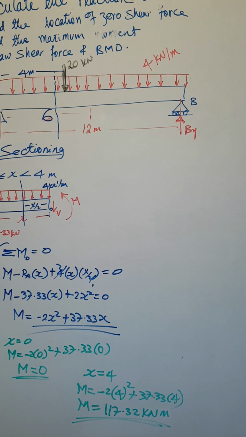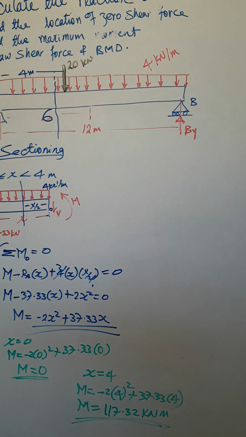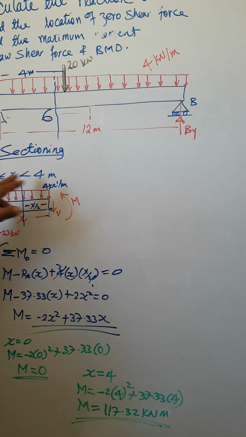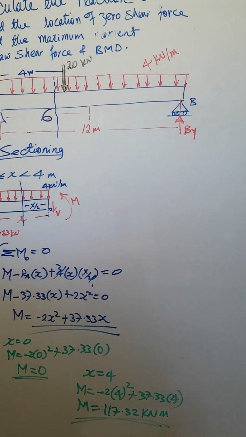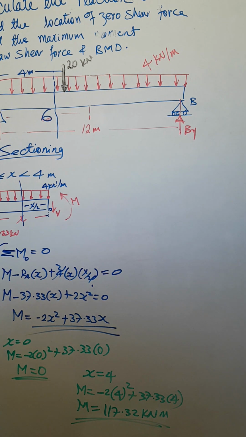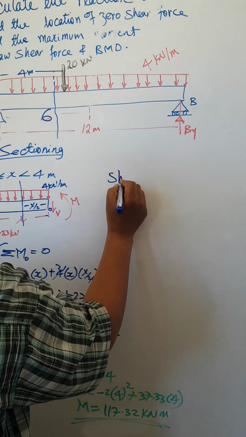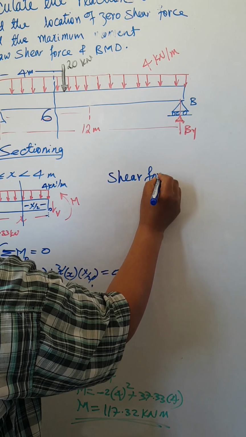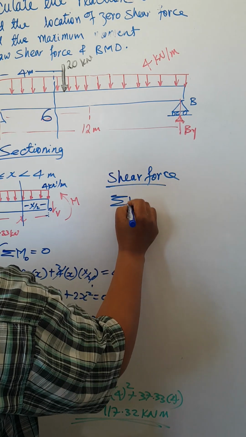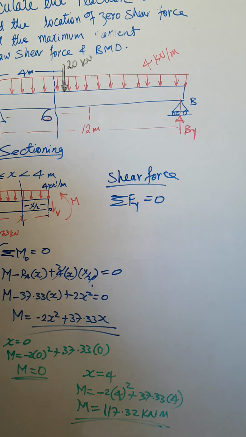Now that we have found the moment, what is the shear force between these points? To find the shear force, we simply use the formula of summation of force along y is equal to 0.